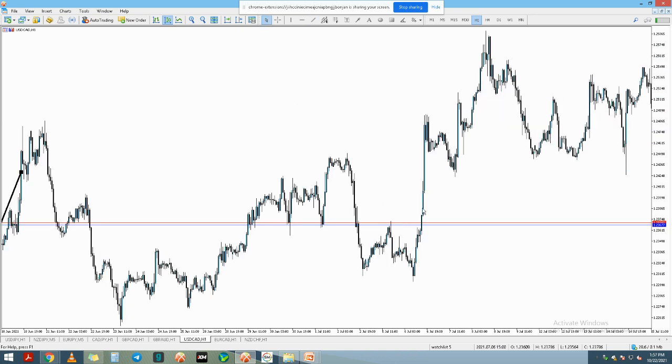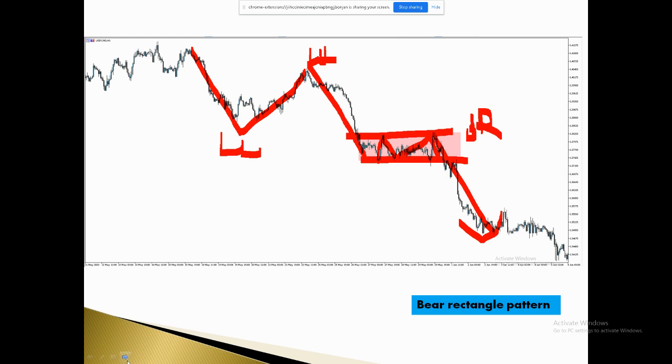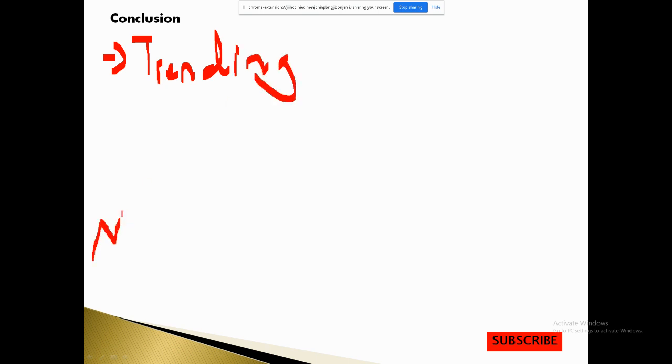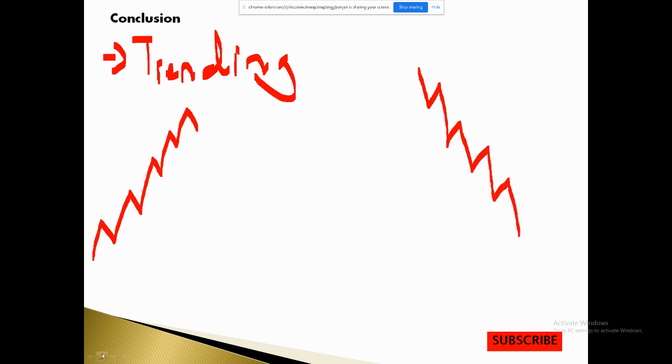So just to summarize what we've learned today, we've said that for you to identify a continuation pattern, you must identify first that the market is trending. And how do we identify that the market is trending? It's either giving you higher highs and higher lows, or if it is going down, it's giving you lower lows and lower highs, right? And we've also said that your continuation pattern must appear at the retracement part for an uptrend, or the retracement part for the downtrend, this area here.